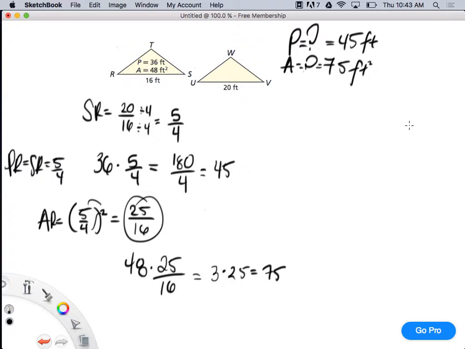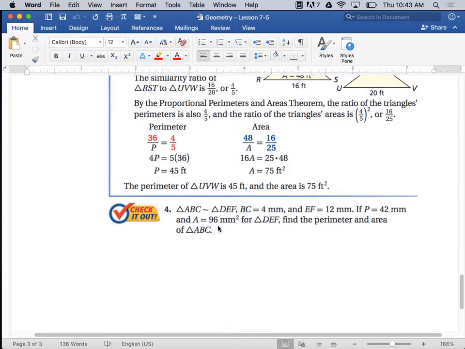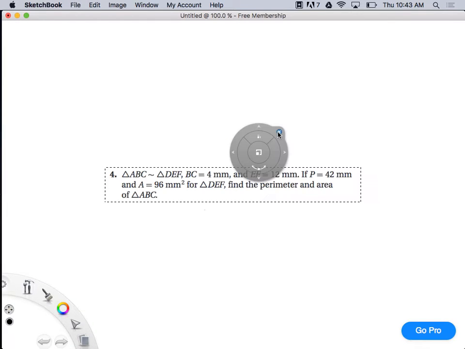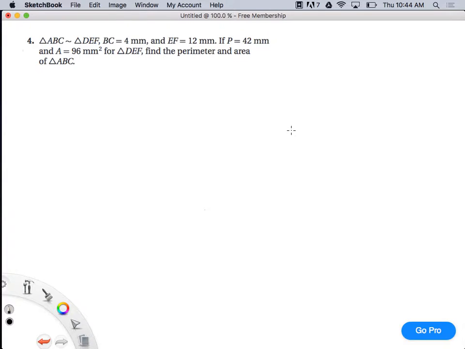Okay. All right. So, can we do the examples together? Yes. So the example is right here on the bottom. It says check it out. So here we have triangle ABC, and you should totally just draw the triangles rather than just keeping it in your mind. ABC and DEF.